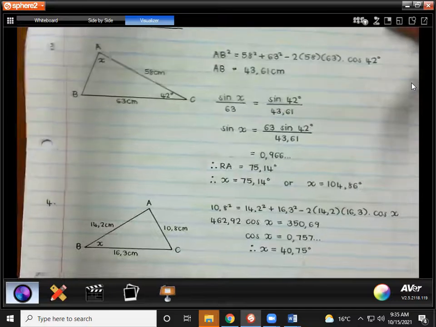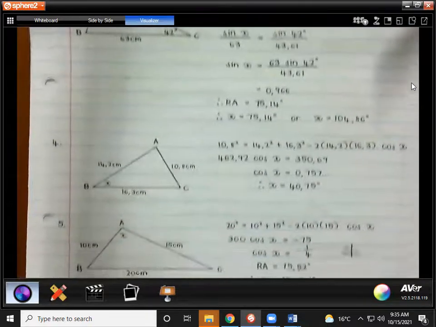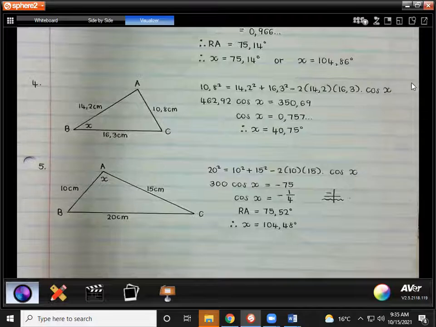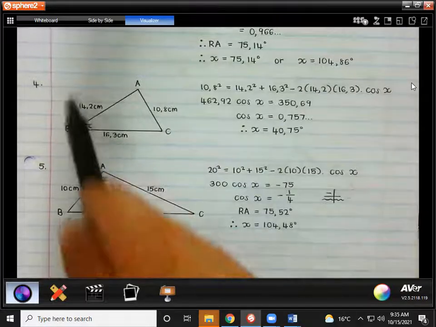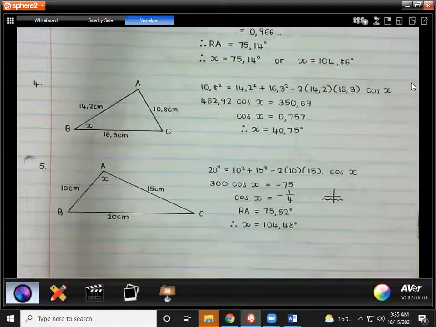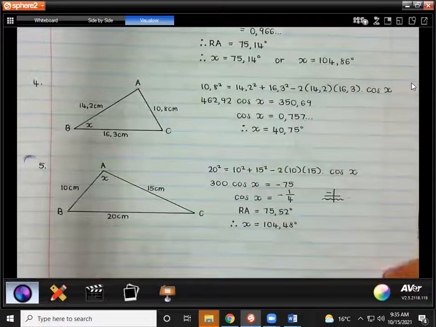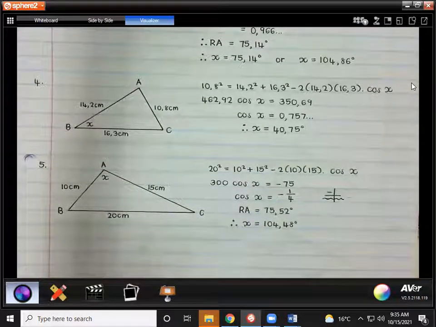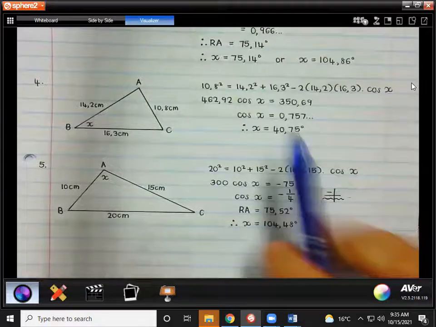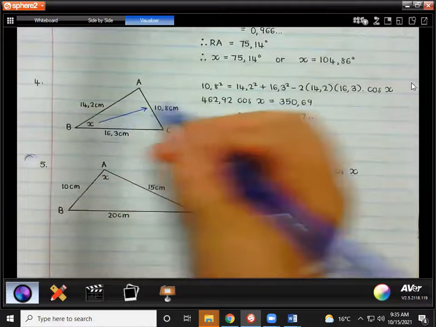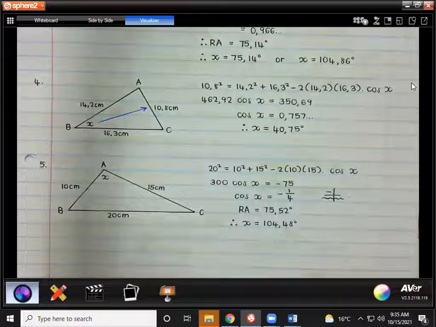Right, number 4 and 5 were just like the first example that we did yesterday. So the 3 sides were given and you had to find an angle. So you would just use cos rule for that. Remember guys, like I said yesterday, when you're using cos rule to find an angle, you always start your cos rule out with the side that is opposite the angle that you're trying to find.